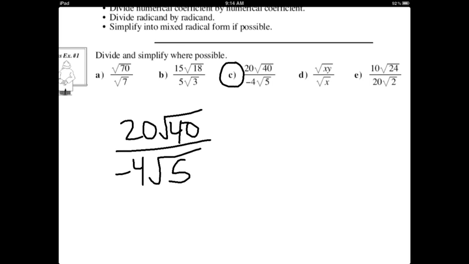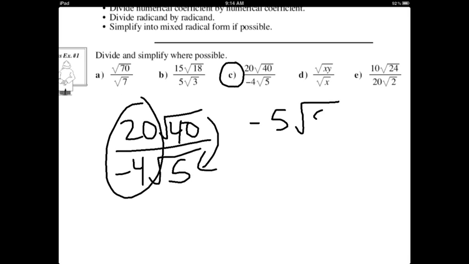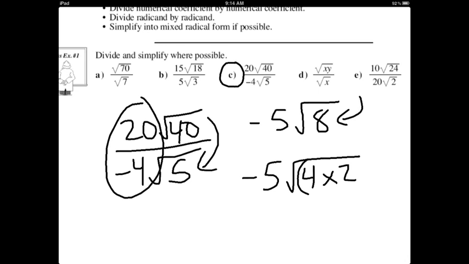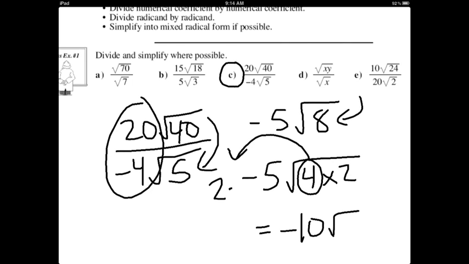Check to make sure the indexes are the same, and they are. So divide your coefficients, as 20 divided by negative 4 is negative 5. And then, of course, divide your radicands, as root 40 divided by root 5, that's going to be root 8. Now, of course, this can be reduced a little bit further. You've got negative 5 on the outside, but root 8 can be split up into 4 times 2, with 4 being a perfect square. This can be brought out, and it's going to multiply that negative 5 by 2. So your final answer is going to be negative 10 root 2.